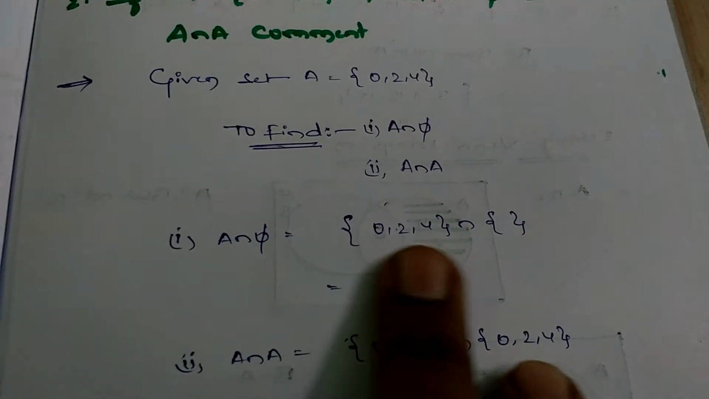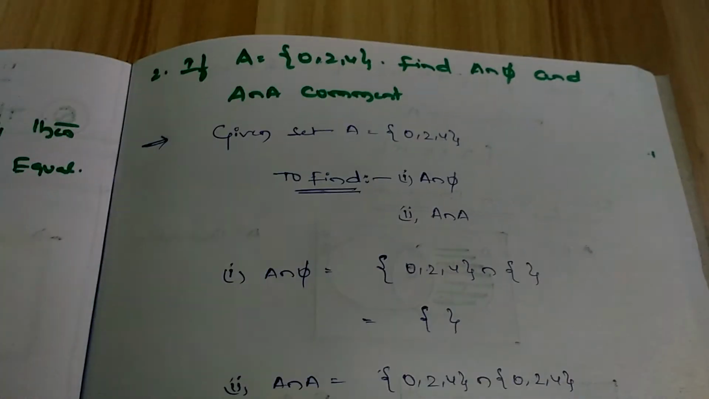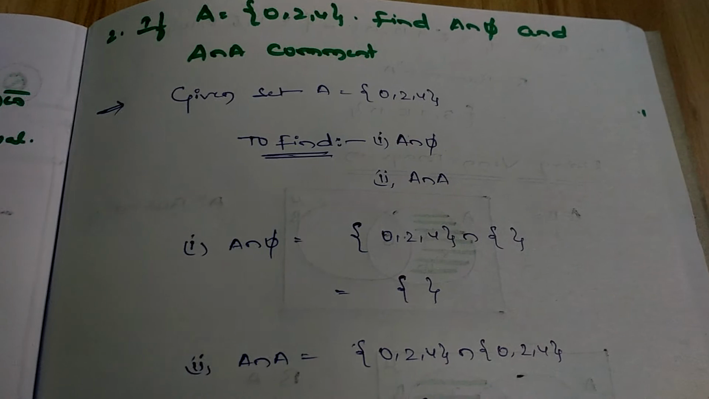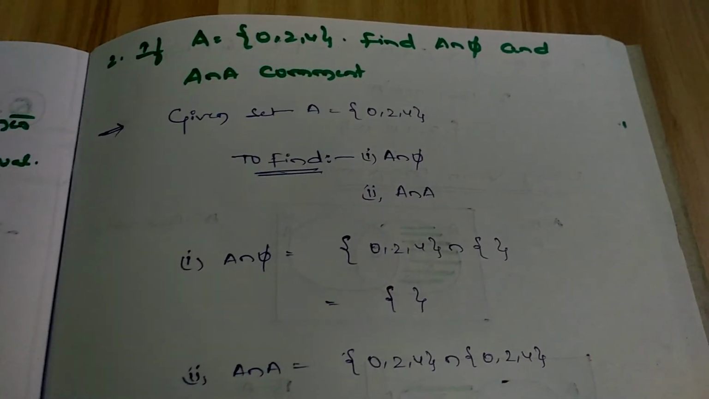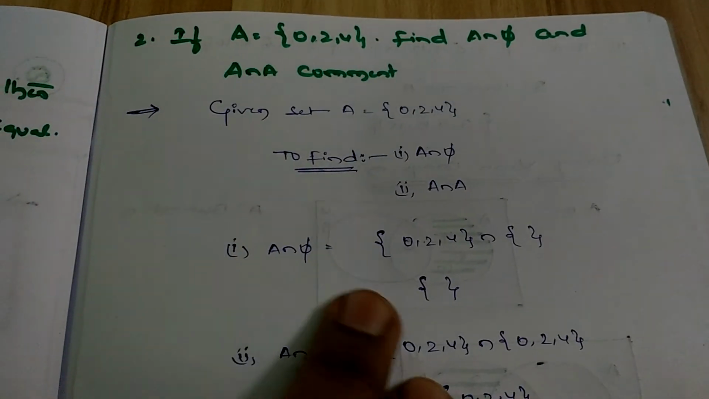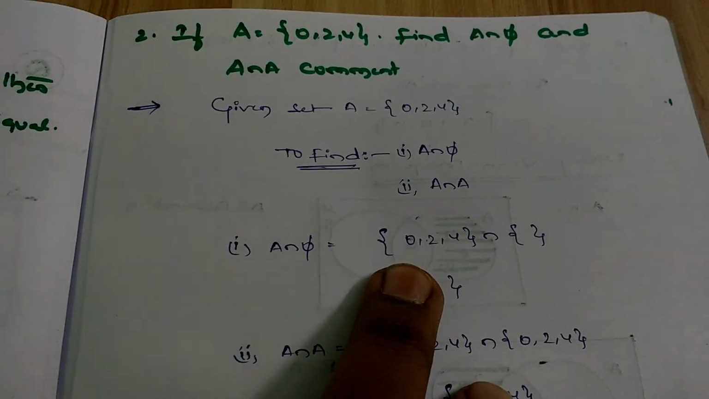So what is common? See, I have explained in the previous videos also. For the given set itself and the null set, the null set is common for every set, right? Every set.